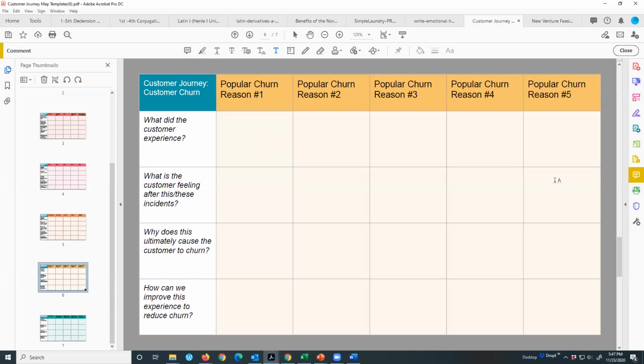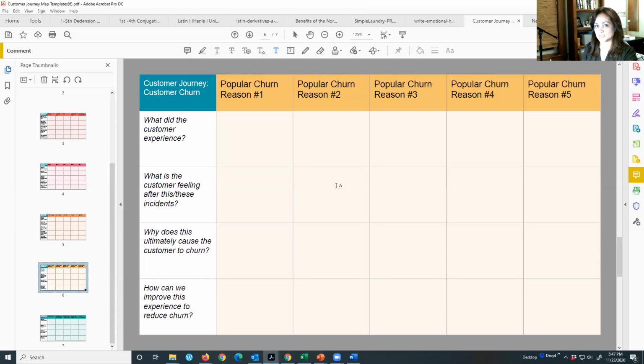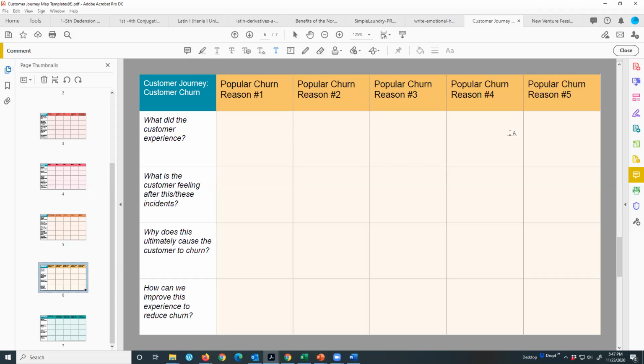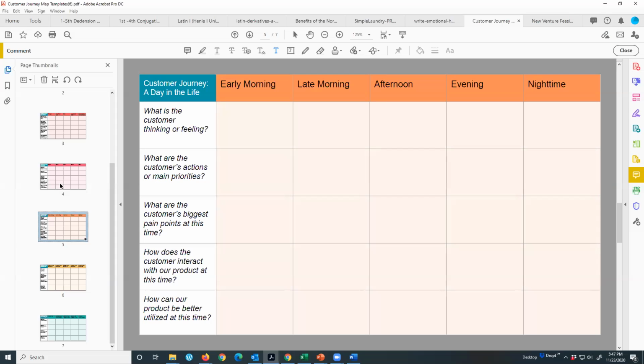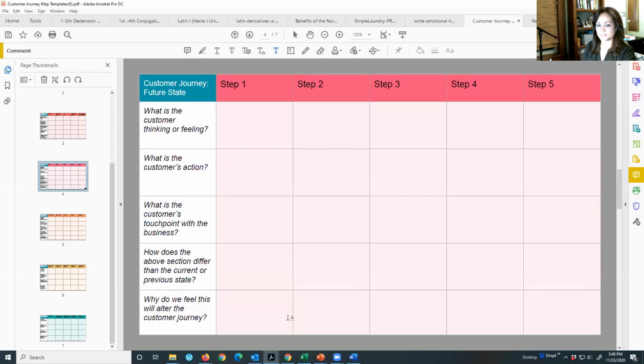Okay, this is the other thing, and you can do this at your leisure. I don't care if you turn in one page to me, I will give you full credit. It's really hard to do this unless you're already in business. Why do people leave? That's what churn means. You want this documented. Okay. All right. I think we're good with the customer journey map.